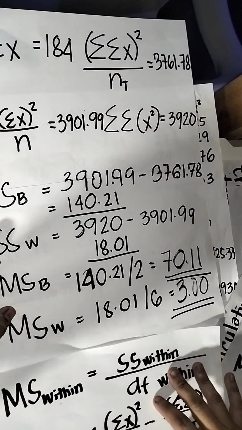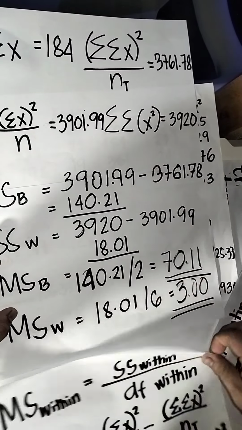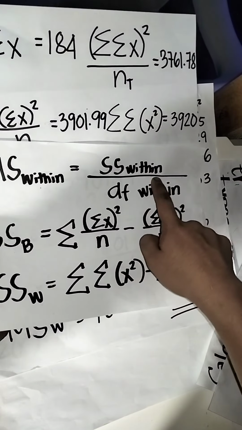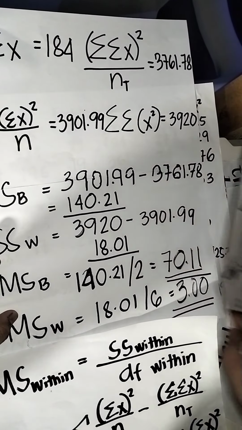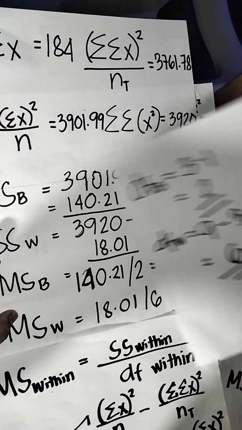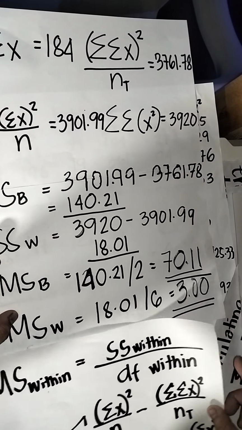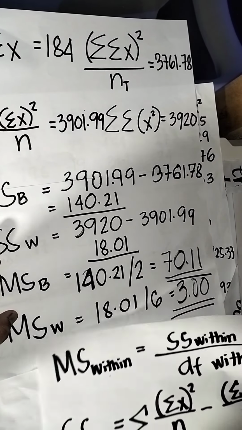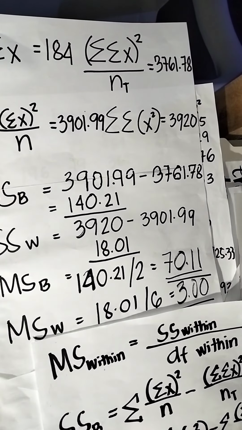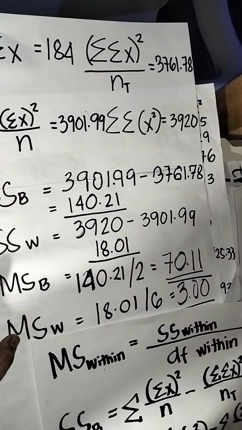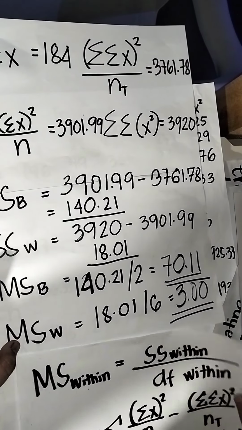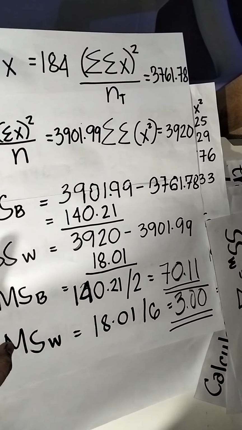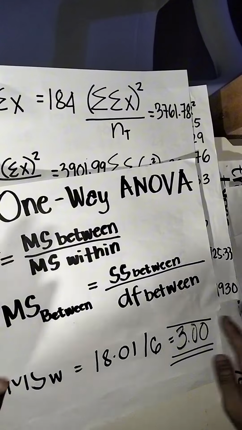Okay. So karon 18.01, which is our SS within, i-divide nato siya sa ato degree of freedom within, which is 6. So now, do we have our MS within? What's the value of our MS within? It is 3. So now, let's go back to our F statistic.